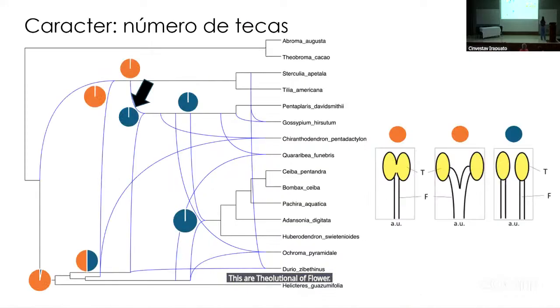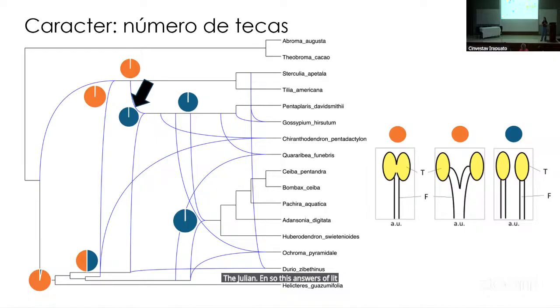And so what I found is that I tested many characters, but I'm gonna show you just this one, which is the number of thecae. And so as I showed you before, this is the monothecate state, and these are possible ways of being dithecate, 2 thecae, okay? And this is normal for angiosperms. And so what I found in this node right here, that represents the ancestral lineage of my focus group right here, is that the ancestral state was monothecate, and this comes from the reticulation with the lineage of the durian. And so this answers a little bit.